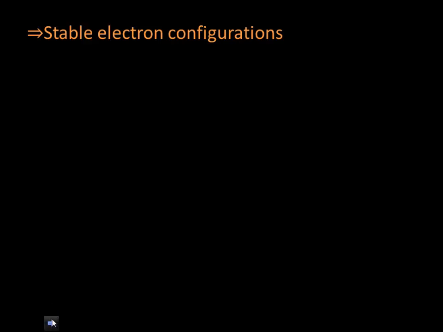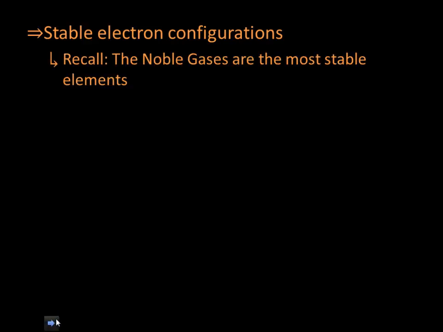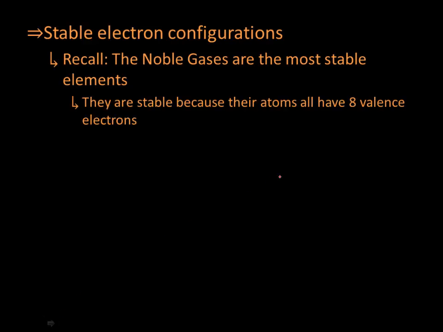So, stable electron configurations. Remember, the most stable atoms are the noble gases, and the noble gases are over on the right side of the periodic table in column 8A. They're stable because they have 8 valence electrons. Remember, valence electrons are the electrons in the outer energy level. And when something gets to 8 valence electrons, it's stable.